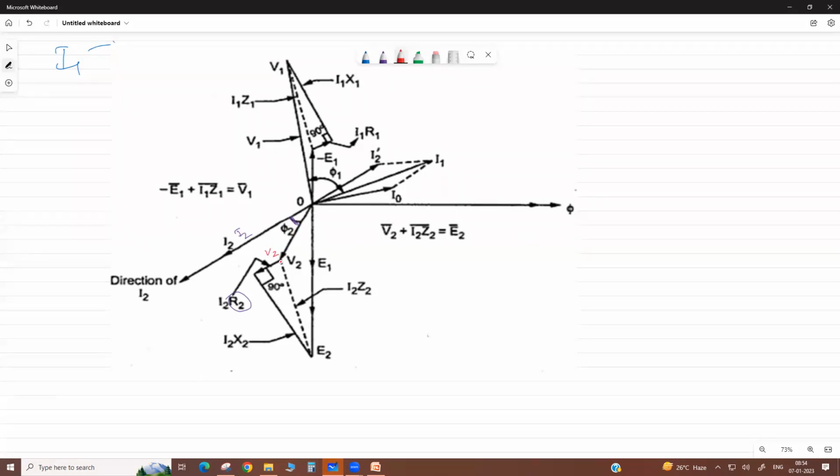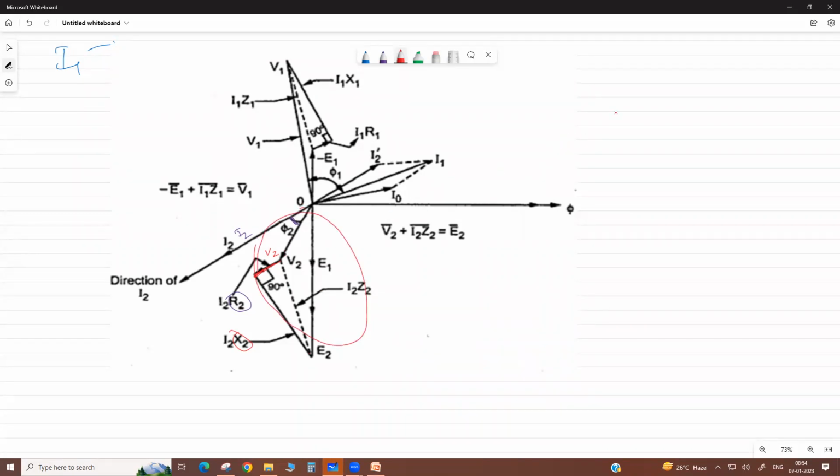Then, as I told, the drop in resistance in secondary is parallel to current. That's why we make it parallel to current. Then the drop in reactance, I2 X2, is this. Now this is the total drop in impedance due to secondary impedance Z2. Now the total voltage is this, your E2. So this diagram we make when we calculate the voltage regulation.